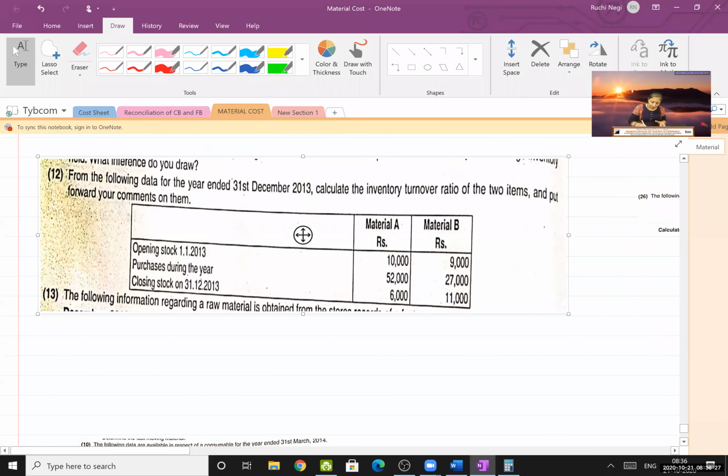What is said in this question? From the following data for the year ended 31st December 2013, calculate inventory turnover ratio, that is raw material turnover ratio of two items. So how many items are there? Raw material A, raw material B, and put forward your comments on them. Okay, so you have to give comments on the same.